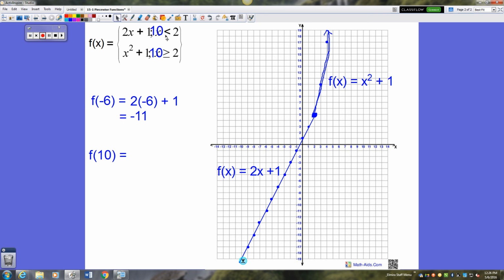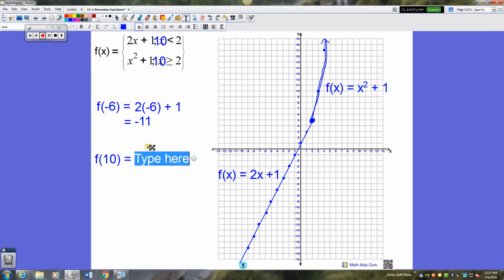Is 10 less than 2? No, it's not true. So I'm not going to sub 10 in for x here. However, 10 is greater than or equal to 2. So I'm going to sub the 10 in for x squared plus 1. 10 squared plus 1, and that would equal 101.